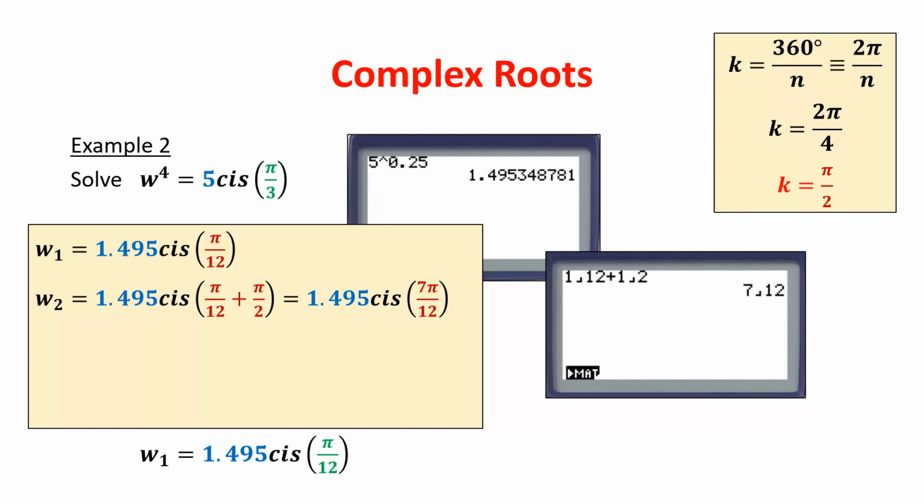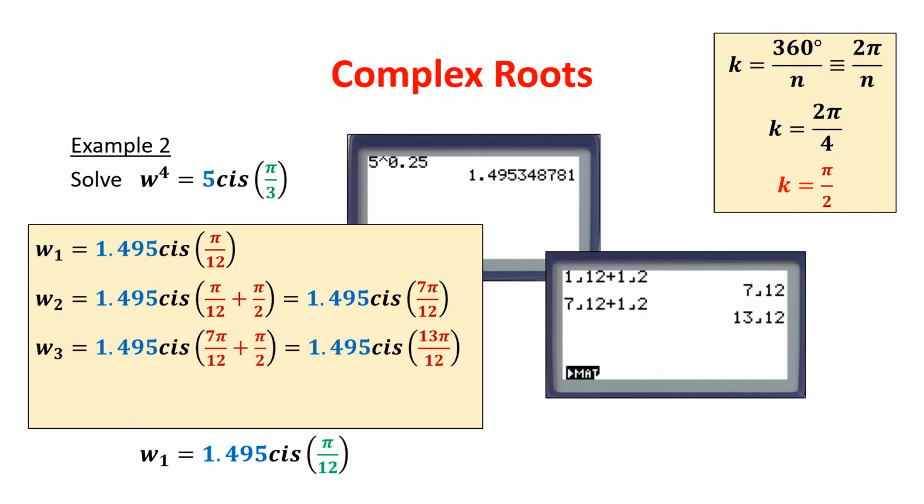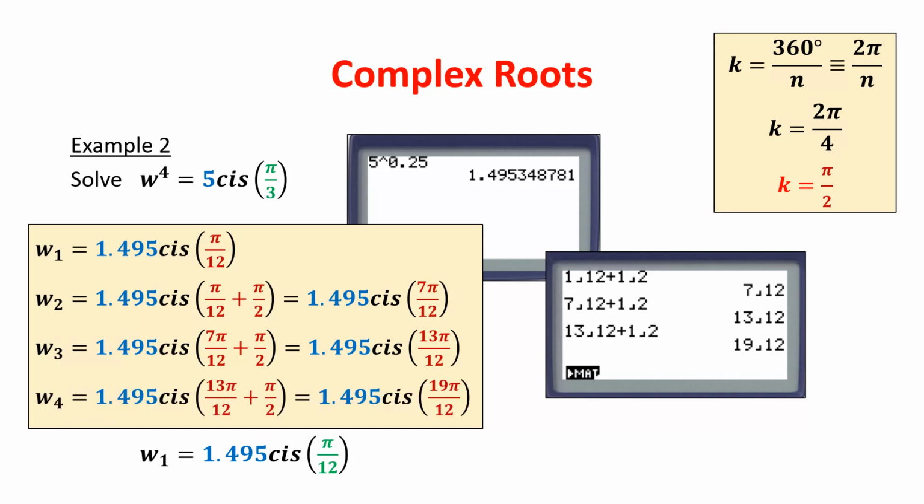That gives us 7 pi over 12. Then we take 7 pi over 12 and add on another pi over 2, which gives us 13 pi over 12. And to get our fourth solution, we take 13 pi over 12 and add on another pi over 2, which takes us up to 19 pi over 12. And there are our 4 solutions to this problem.